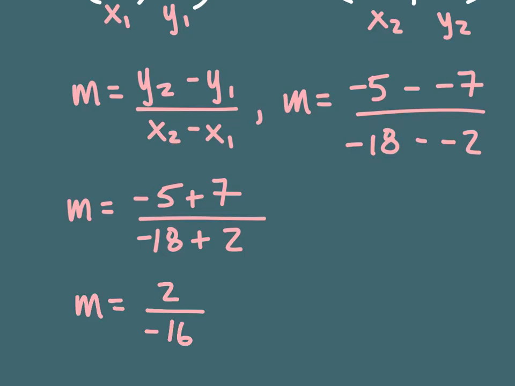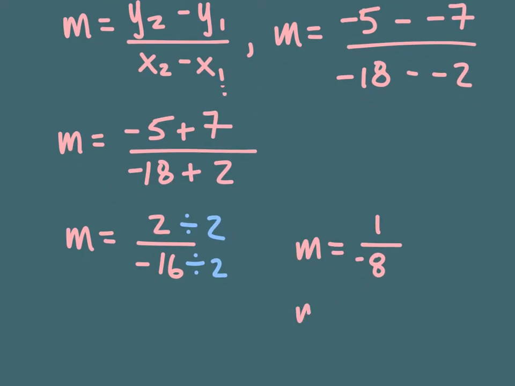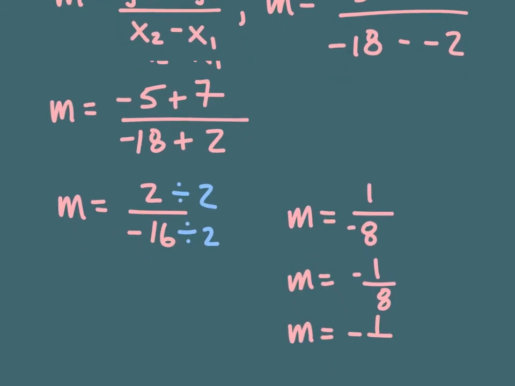Each of these numbers is divisible by 2, so I can simplify this. I'm going to end up getting that my slope is equal to 1 over negative 8. You can put that negative wherever. You can put that as negative 1 over 8, or you could even write that out to the side and put the 8 down below. However you want to write that, all 3 of these things mean the same thing.